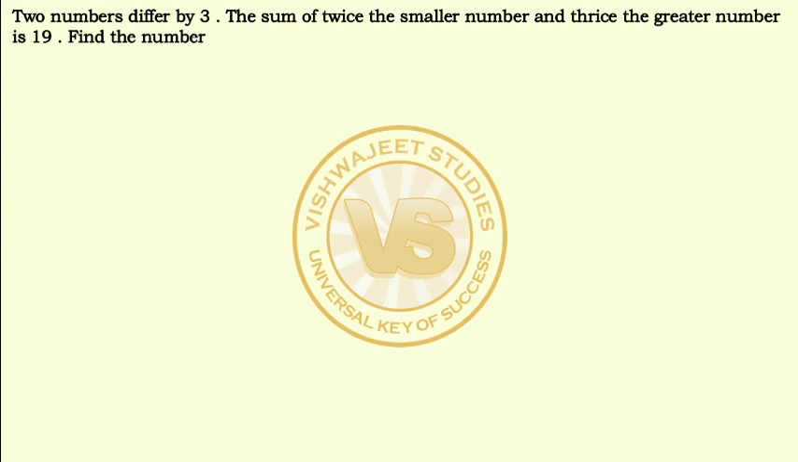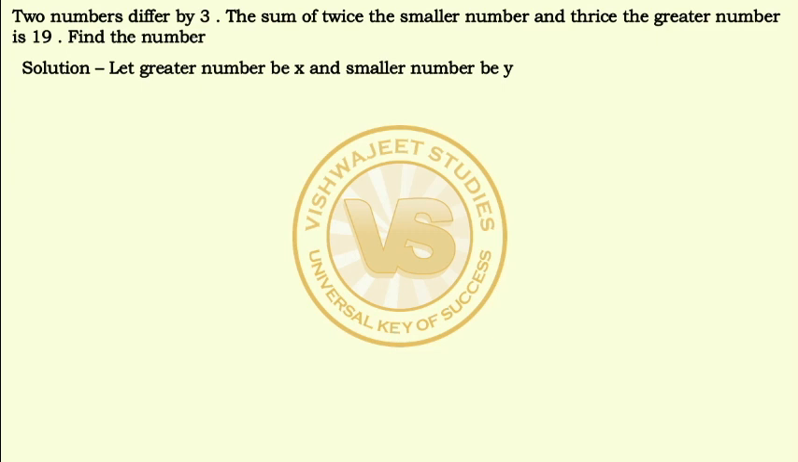So see, in the first condition, two numbers differ by 3. Here, the difference is positive 3. So, the difference must be taken from the greater number to the smaller number. So, let the greater number be x and the smaller number be y. By the first condition, we get the equation x minus y is equal to 3.